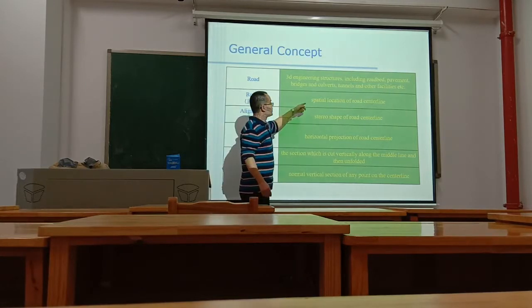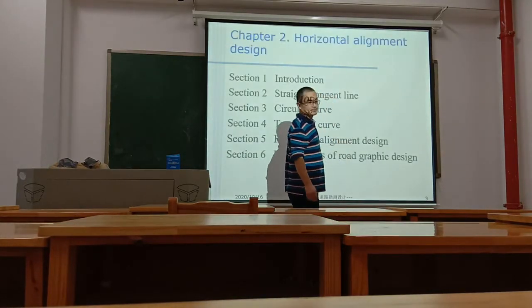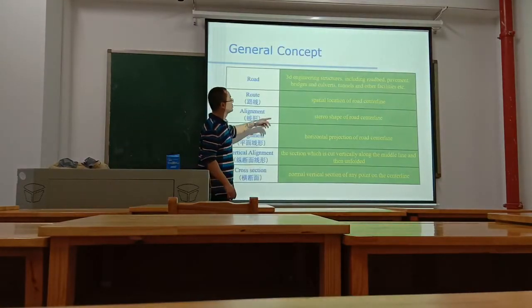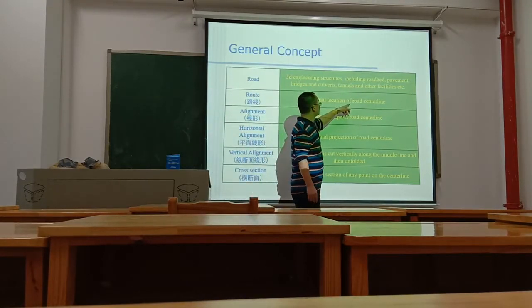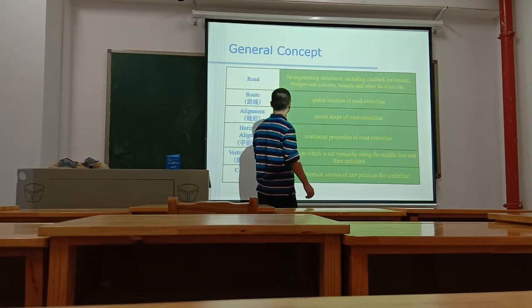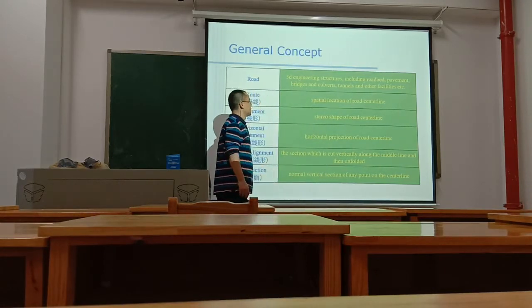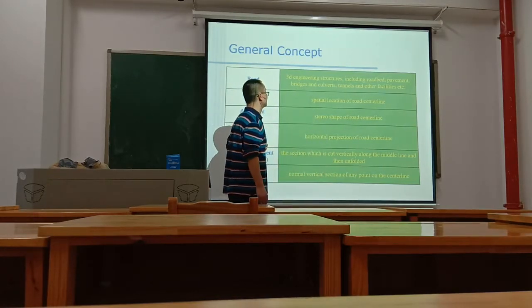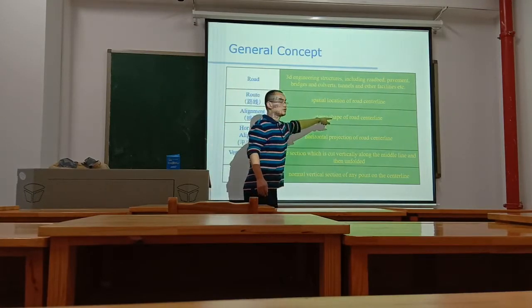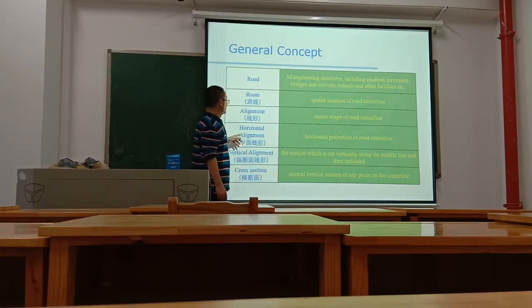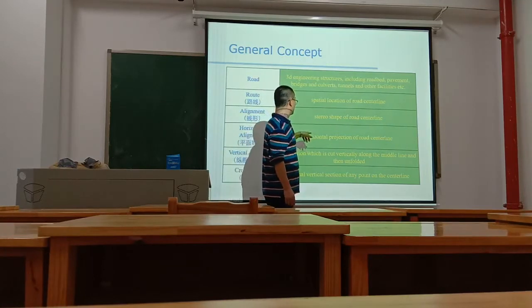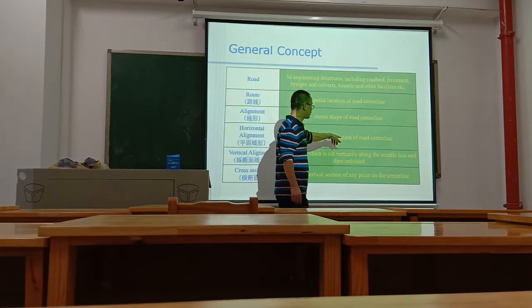Route is the spatial location of the road center line. Or the alignment. Alignment is the stereo shape of the road center line. Or the horizontal alignment is the horizontal projection of the road center line.